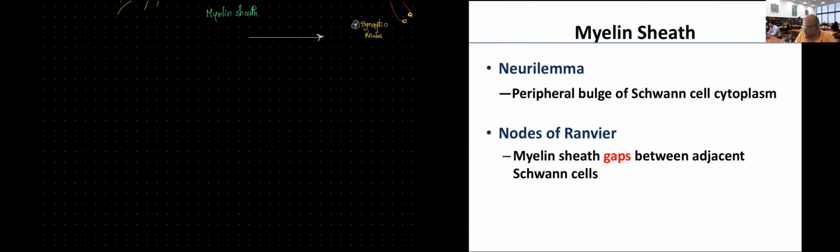So again, what is a neurolemma? Neurolemma is a peripheral bulge of the Schwann cell cytoplasm. Nodes of Ranvier, those are the gaps in the myelin sheath between the adjacent Schwann cells.